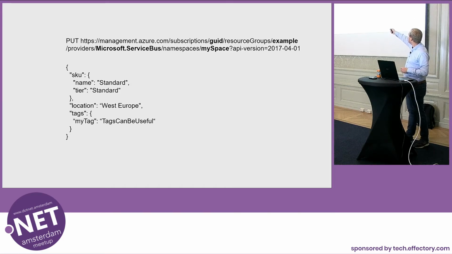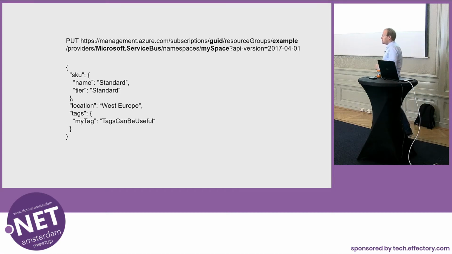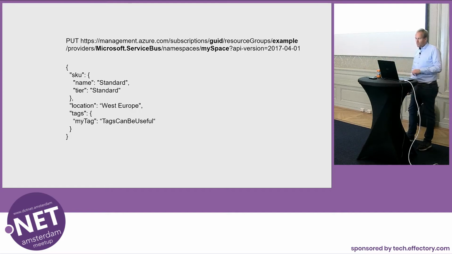So the first thing we see here is the name of a resource provider, which is called Microsoft.ServiceBus. From that resource provider, I'm going to use the namespace, and the name of the namespace is MySpace. And I'm just going to add a JSON document that I'm going to put to the URL. And PUT is for either create or update. And here I can specify the properties that are specific to that service bus namespace. So the properties change for every resource that you call.